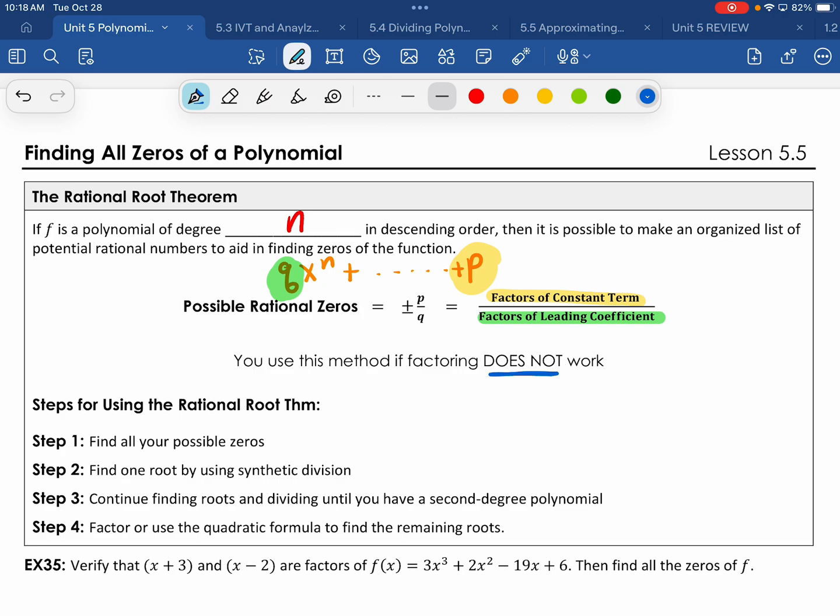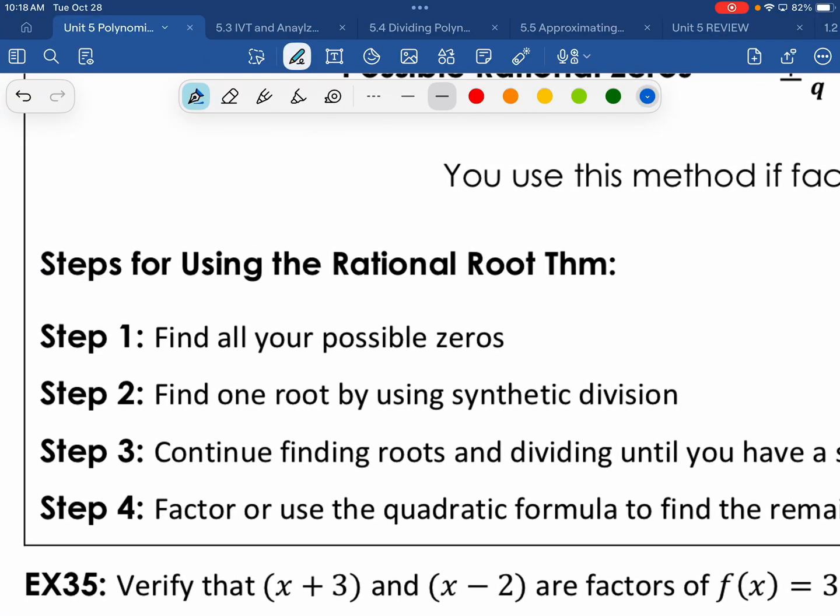So step one is we're going to find all of our possible zeros. We're going to make a list of all of the possible zeros. After we do that, we are going to test them. You just go one by one, testing them until you find one that works, and you're going to use synthetic division. Now, how do I know when I get a zero that works? What's going to be special? There's no remainder. Yeah, your remainder is going to be 0. So you're going to test them until you finally get one with a remainder of 0.